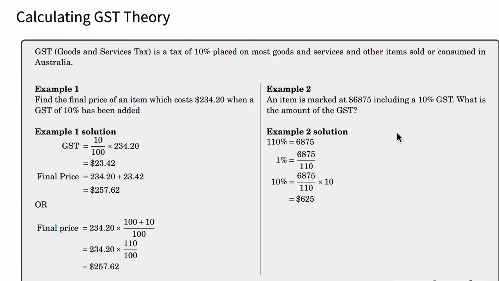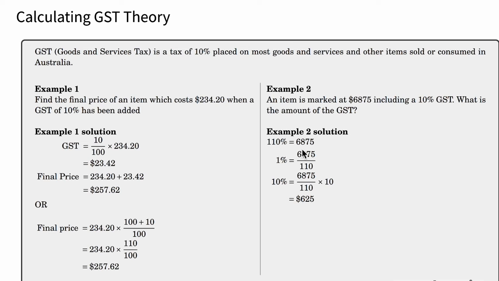In the second example, we are going to see what happens if the GST is already included. How are you going to find the amount of GST? There's something called the unitary method. If GST is included, you are looking at 110%. In this case, an item is marked at $6,875, and they're clearly stating that it includes a 10% GST. So 100% plus 10% equals 110%.